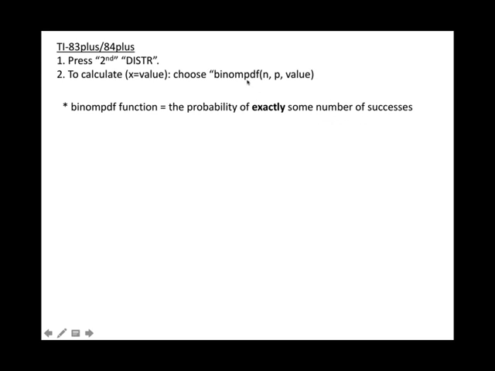Okay, the P here, I want you to highlight the P. The P here means exactly at X. For example, if we are looking for the P of 3, that would be the binomPDF, N will be 10, P will be the probability of success, that will be 0.2, and then my value will be equal to 3. Okay, binomPDF.